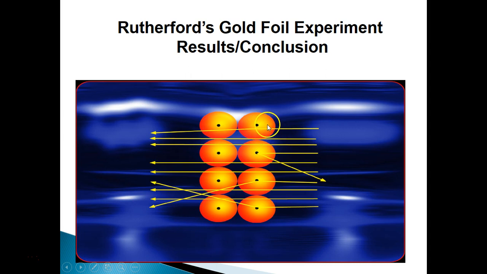Now here's another way to look at it. Here we have our gold atoms neatly arranged in rows, and the yellow lines represent alpha particles. So the black dot in the middle of each of these atoms is called the nucleus of the atom. And the nucleus of the atom is very, very small compared to the size of the atom, and it's very, very dense. It contains a majority of the mass of the atom, yet it's tiny in size.